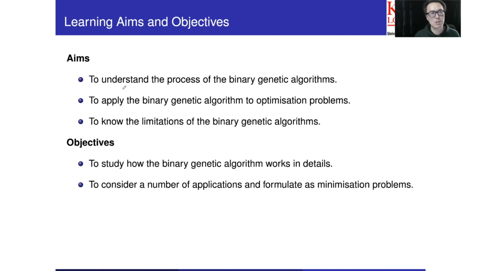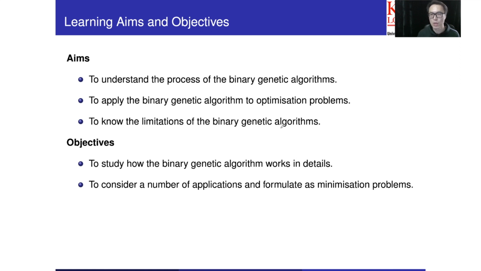So this is the aim of this topic. We are going to understand the process of the binary genetic algorithm, every single step of how it works, so that we are able to implement it. And we will use the binary genetic algorithm on some optimization problems. That means we need to formulate a problem into an optimization problem that the binary genetic algorithm can handle. That is a problem solving skill.